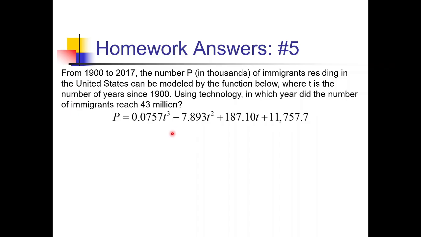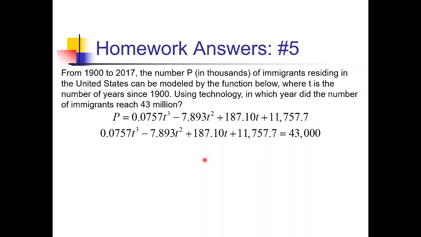So on this one, we're trying to find a t-value at which the p-value equals, well, they said 43 million, but p is expressed in thousands. So we would actually have to, let's see, how many thousands is 43 million? I think that's 43,000,000. So we're going to set all of this stuff equal to 43,000. Next, when in doubt, zero it out if we're going to solve this thing. So we'll subtract 43,000 from both sides.